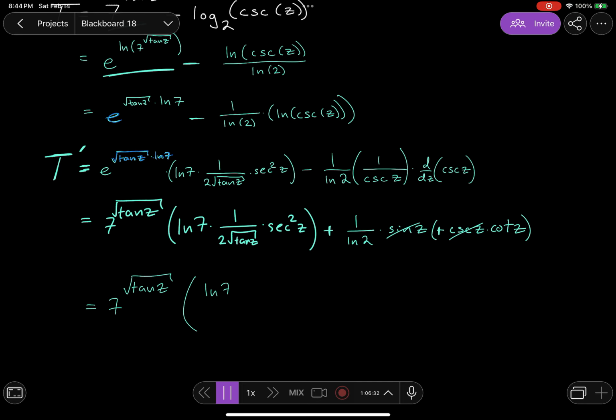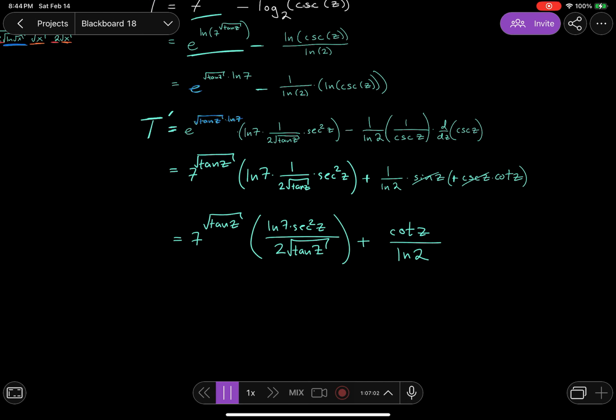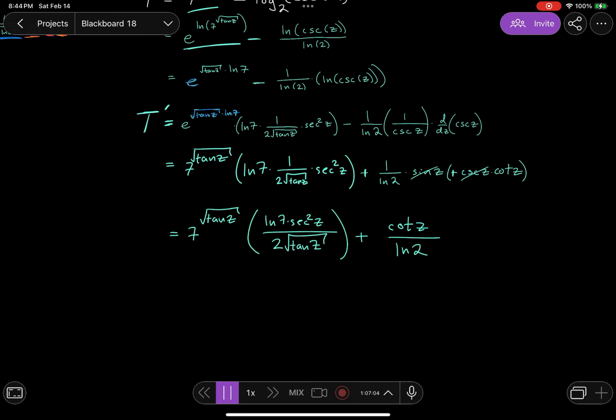So finding common denominators, I have to multiply this whole thing by the natural log of 2. Wait, no. I can't do all of this, unfortunately. So we have the natural log of 7 times secant squared of z, all divided by 2 root tangent of z, close parentheses, yeah, okay, plus the cotangent of z divided by the natural log of 2. And I think I can call it good there. If you'd like, you can find common denominators and such. But I think this looks pretty good.